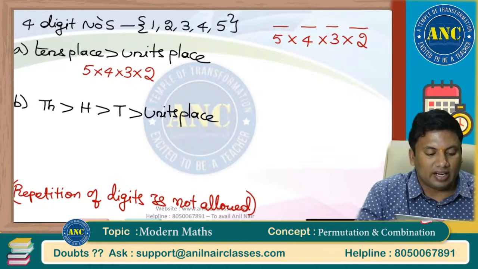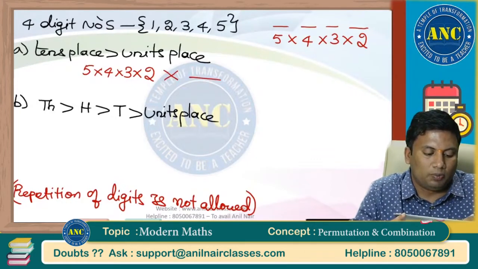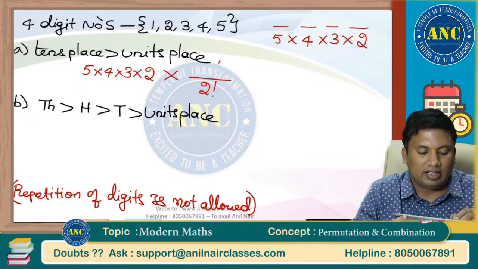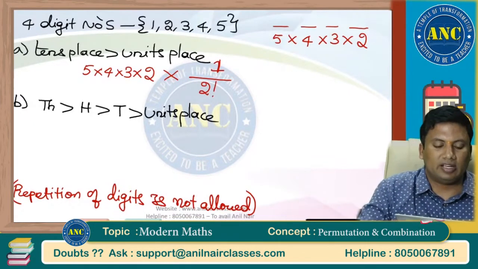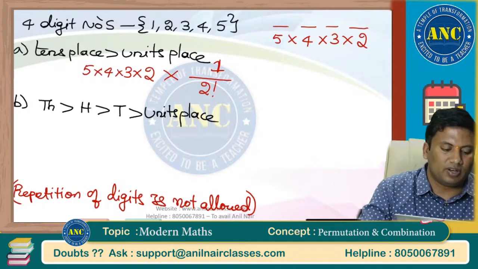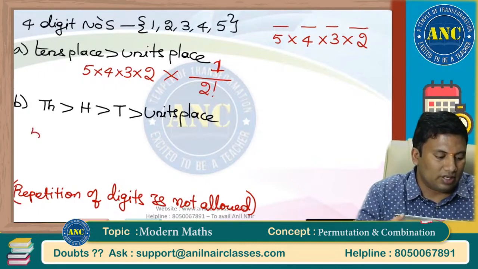Tens place greater than units place. 2 place values can be arranged among themselves in 2 factorial ways. Tens greater than units, 1 case. Tens less than units, 1 case. Finish. Here also it is 5 into 4 into 3 into 2.